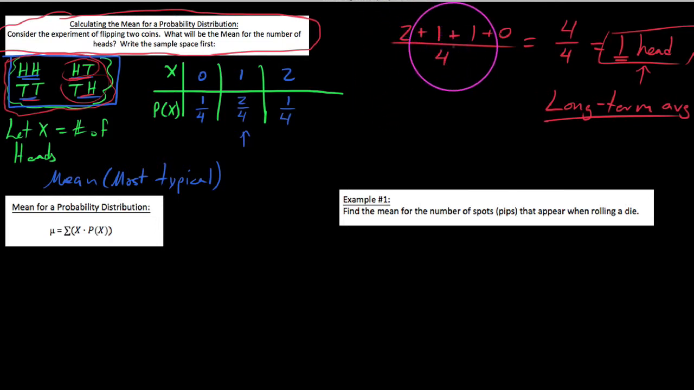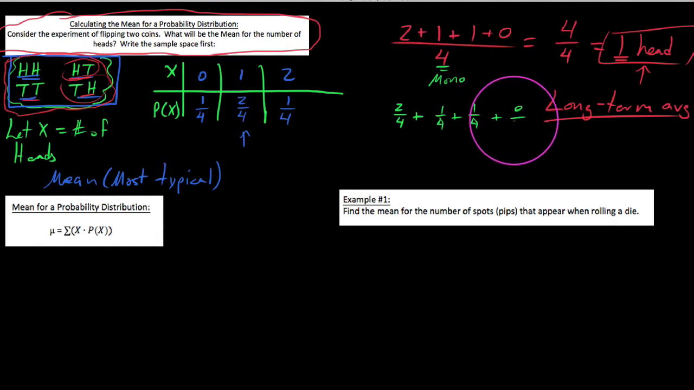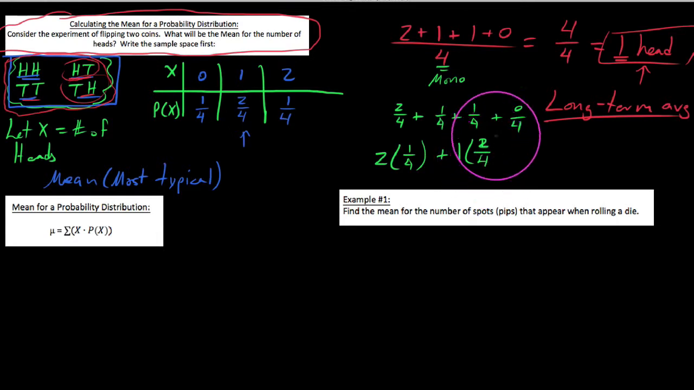And actually we can. I would like to point out that this is a monomial divisor. Mono means 1. We can list everything on top of the numerator, and that's a sum over the 4. So in other words, we could say it's 2 over 4 plus 1 over 4 plus 1 over 4 plus 0 over 4. But another way to interpret this is like saying this: we got 2 heads 1/4 of the time, and we got 1 head half of the time, or 2/4 of the time.